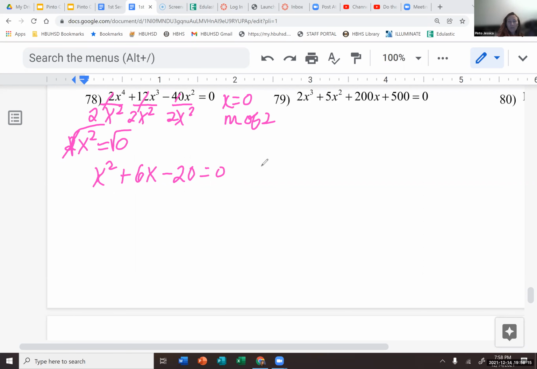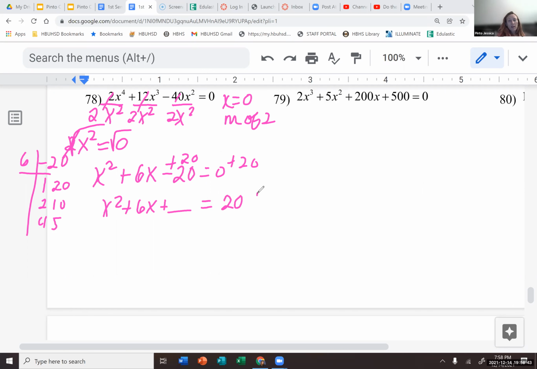So I'm looking at this and I'm thinking 20, I don't think that that's going to multiply and make, I've got 1 and 20, 2 and 10, 4 and 5. I'm not seeing that add to 6. So I'm going to complete the square. So I add 20, x squared plus 6x plus some special number is equal to 20 plus the special number. And that number is 6 divided by 2 squared, so 3 squared will be x plus 3, and that's going to be 9. 20 plus 9 is 29.